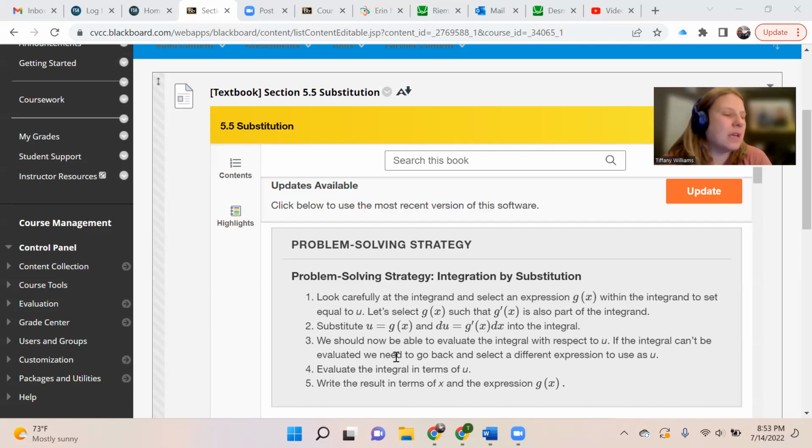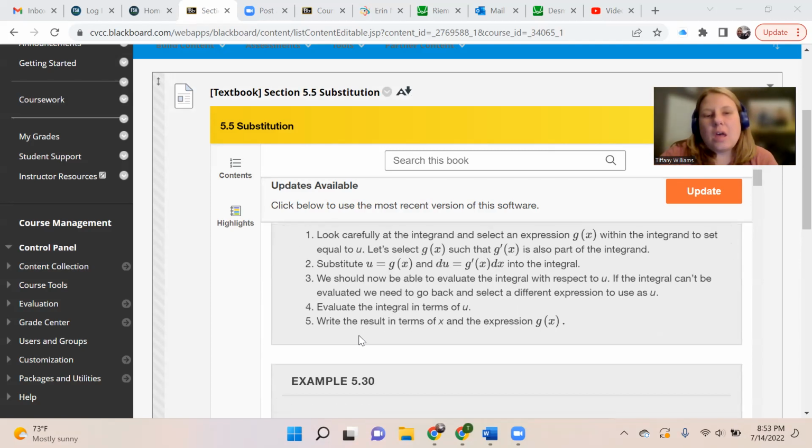sometimes it's almost like it's in a hidden form. So sometimes when you go to take a derivative, you've got more than what's actually showing in the integrand, so you have to account for that. We should now be able to evaluate the integral with respect to u. If the integral can't be evaluated, we need to go back and select a different expression to use as u. You evaluate the integral in terms of u and then write the results in terms of x in the expression g of x. Now, we're not going to get to it, but not every integral can be worked this way.